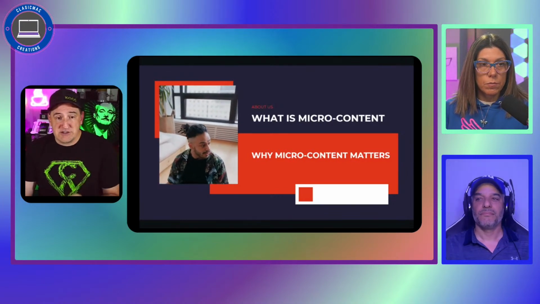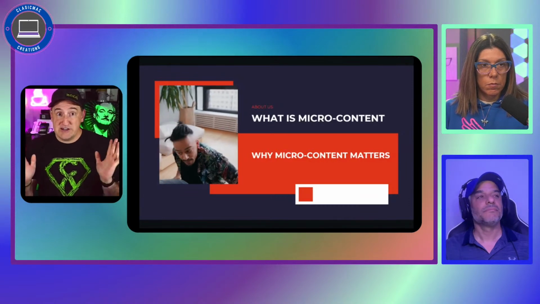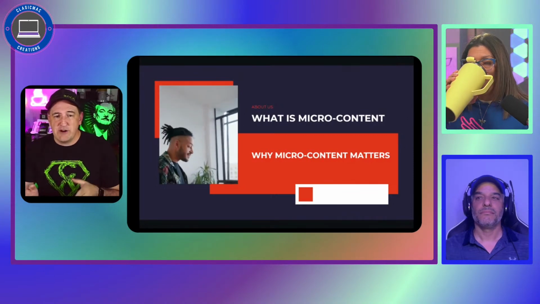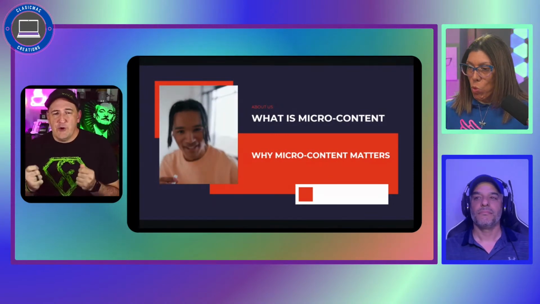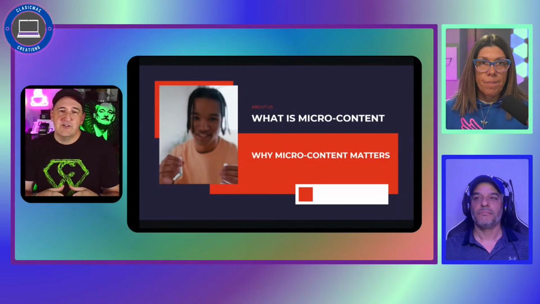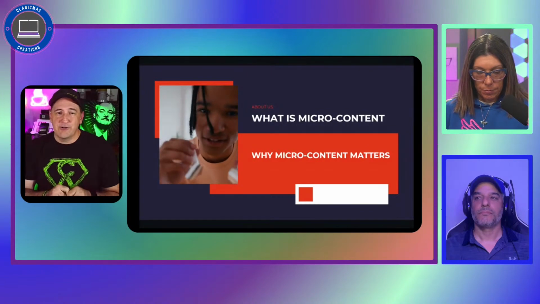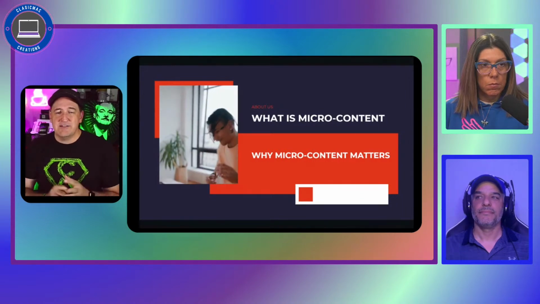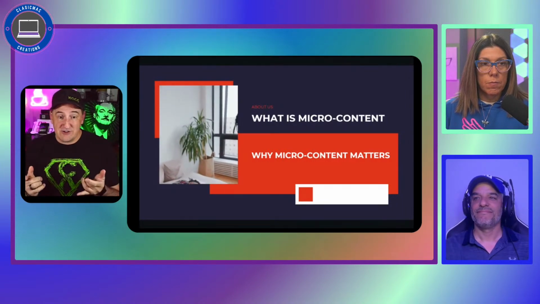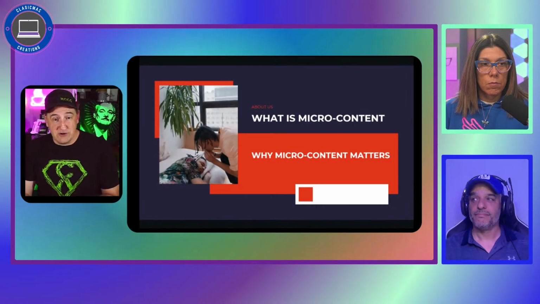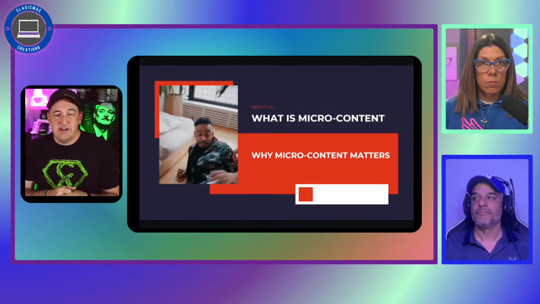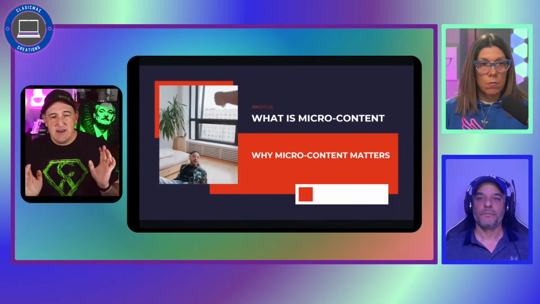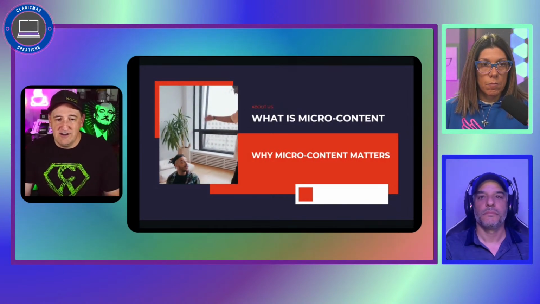Mobile first consumption. As you're aware, with the proliferation of smartphones, a significant portion of internet traffic now comes from mobile devices. So micro content is highly compatible with these mobile screens, making it ideal for on-the-go consumption. Social media dominance. Social media platforms like TikTok, Instagram, Snapchat, and YouTube Shorts have embraced short form videos and micro content. These platforms have massive user bases, making them ideal for a wide audience.